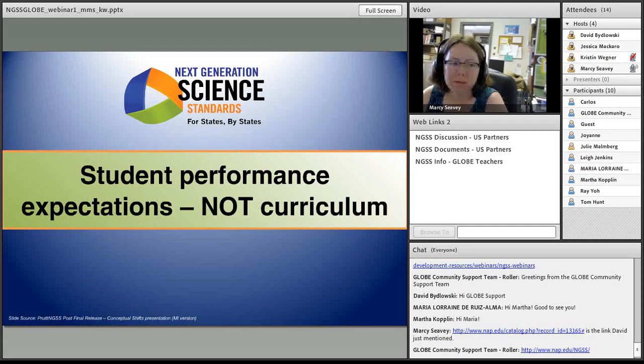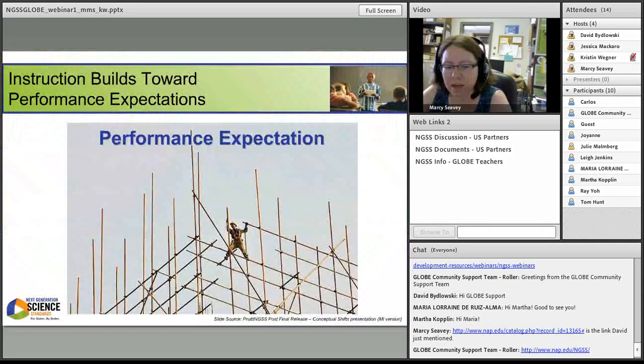So now we're going to take a closer look at the student performance expectations. In NGSS, the standards are presented as student performance expectations. This is the second of the 6 big major conceptual shifts in the new standards. The standards describe achievement, not instruction. The standards are not a description of the curriculum.